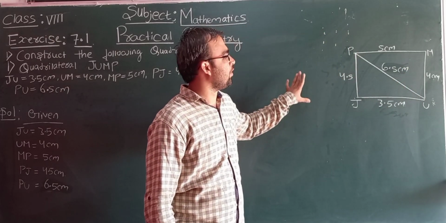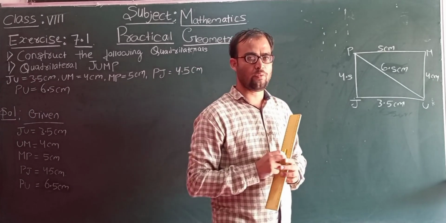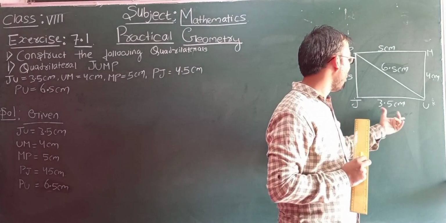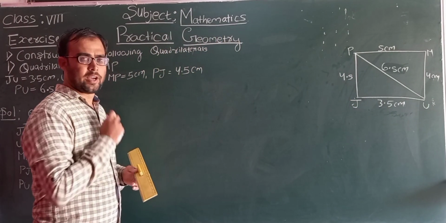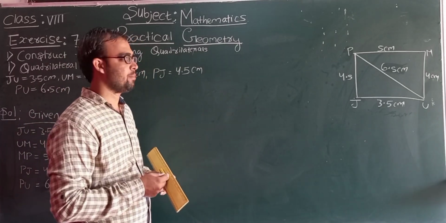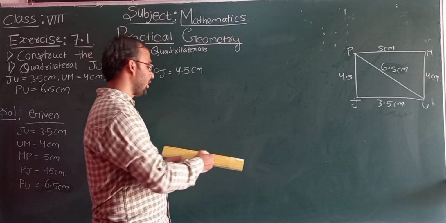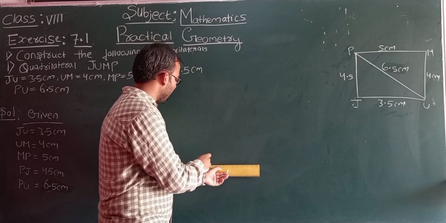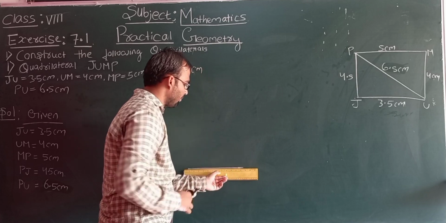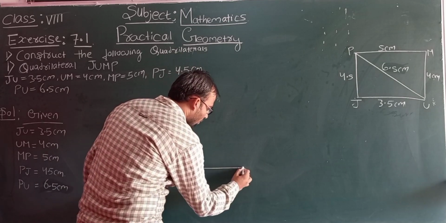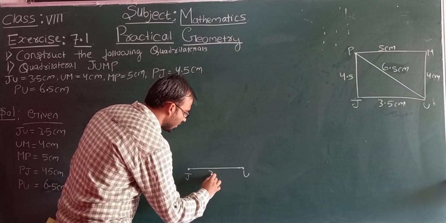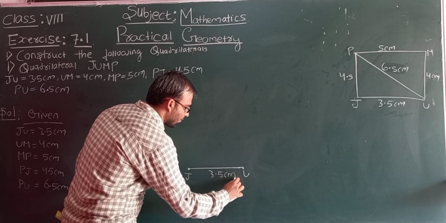So not to get confused, we need to draw the rough figure. Students, what is the first thing we have to do? Look here, JU. We need to draw the line segment JU of 3.5 centimeter. Again I am telling you, I'll be taking approximate measurements here. You have to take the correct measurements. So draw a line of 3.5 centimeter, keeping the scale like this. Mark the points. This is J and this is U, and this is 3.5 centimeter.